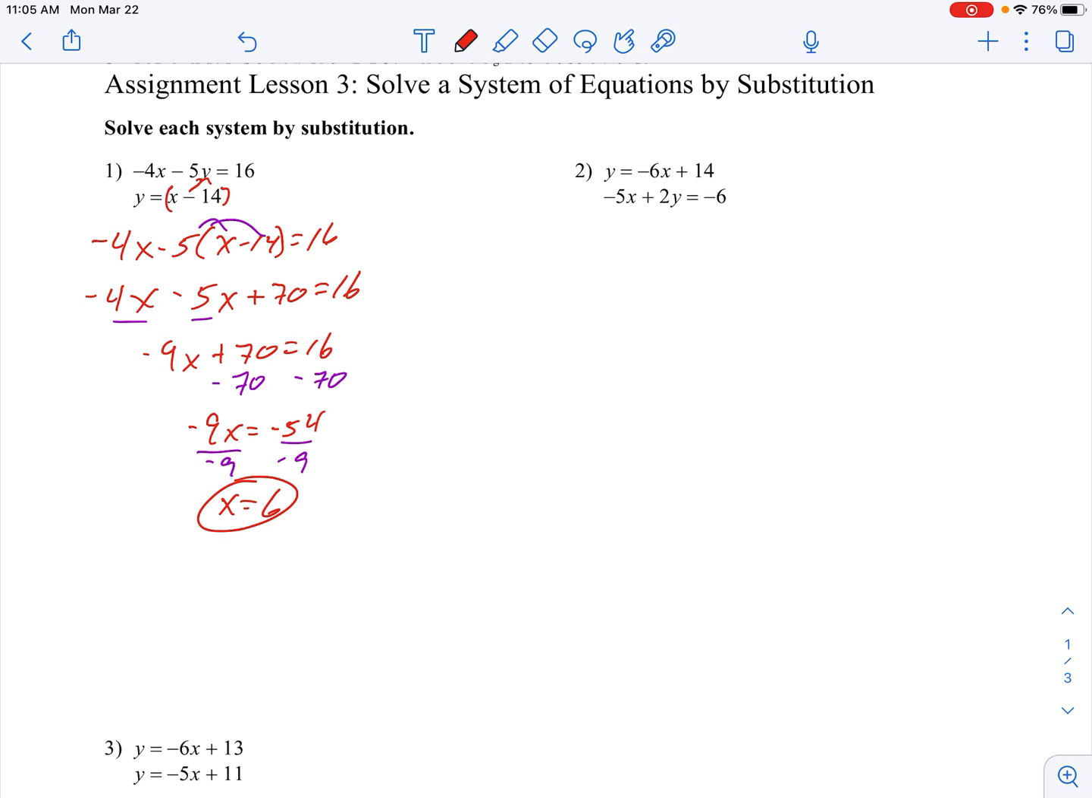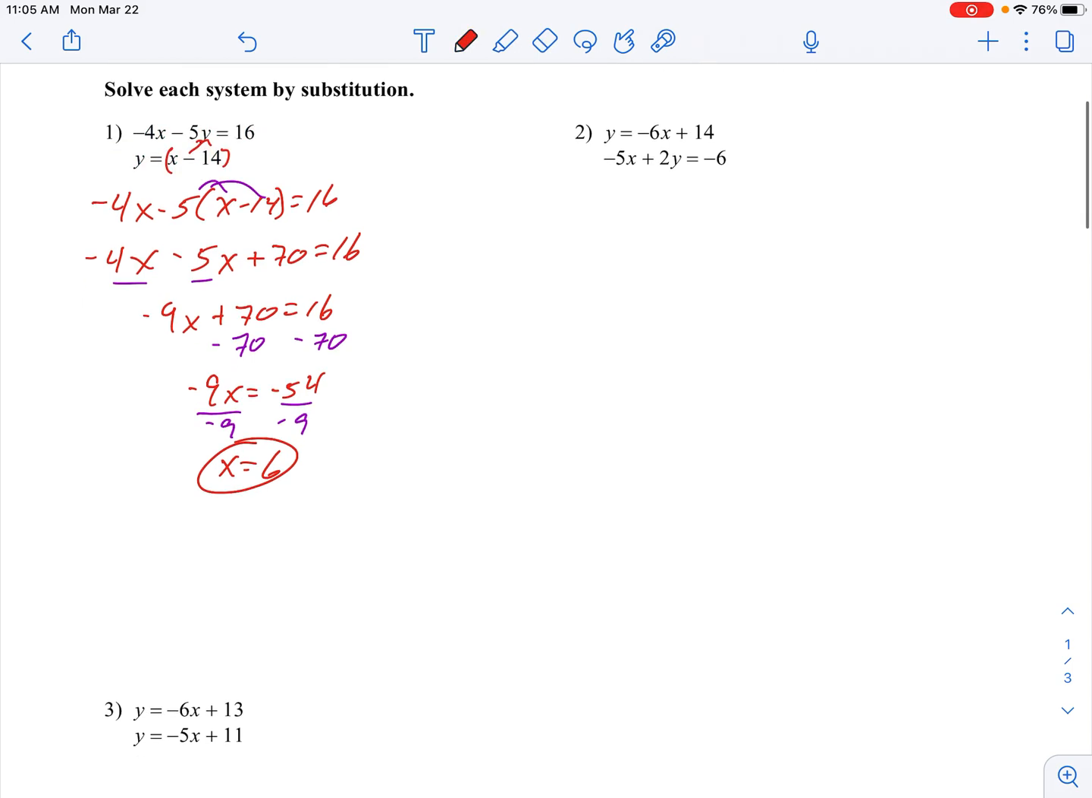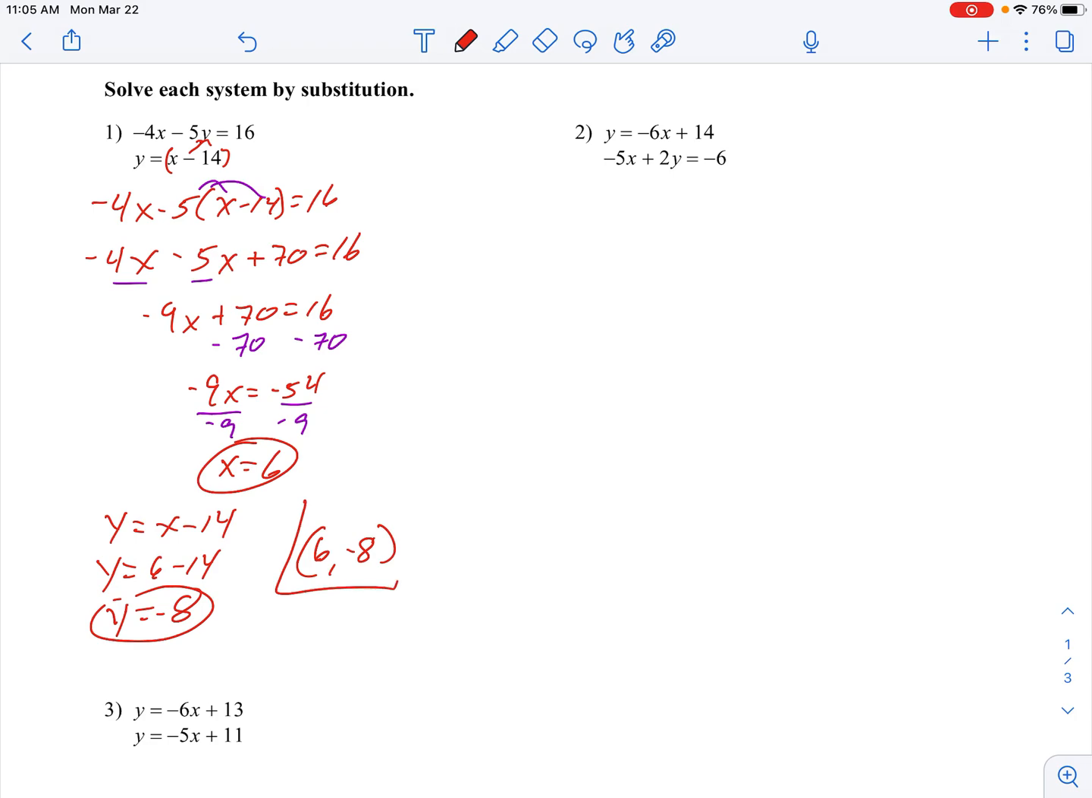Now that you have x, don't forget you need to go through and find y. It does not matter which equation you use to substitute x as 6 in. I'm just going to go ahead and take that bottom equation. And remember, you just found x to be 6. So y equals 6 minus 14. So y equals -8. A lot of times we'll write our solution as an ordered pair. So 6 comma -8.